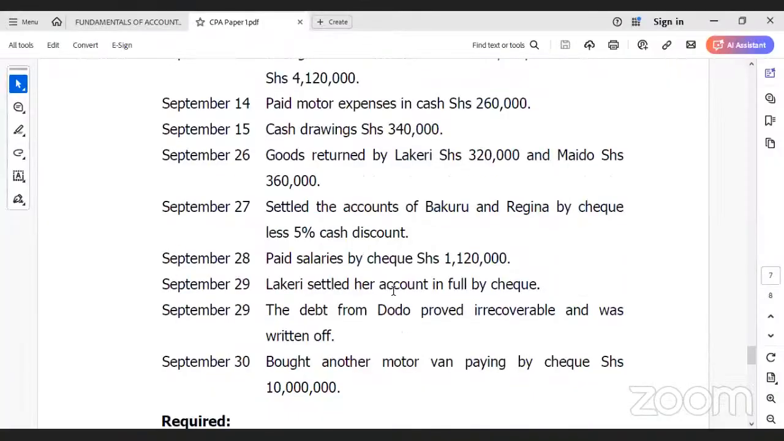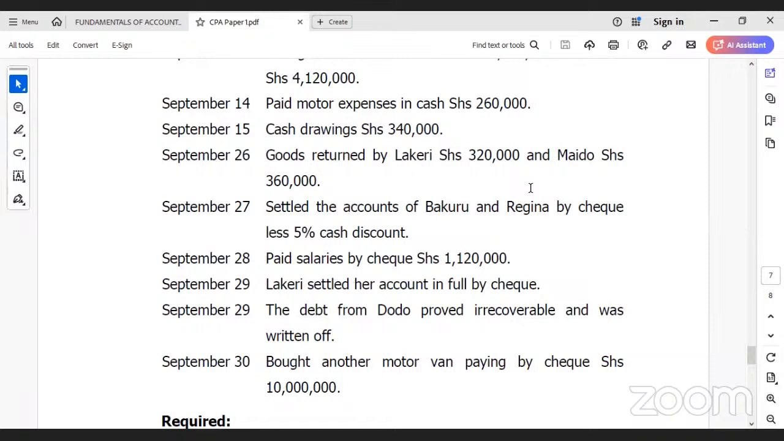What's the next transaction? Next transaction: paid motor expenses in cash. Which entries do we make if motor expenses are paid in cash?